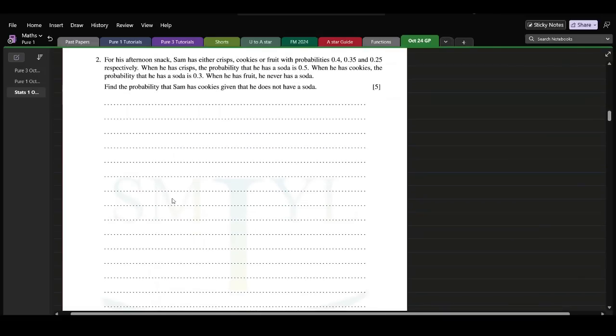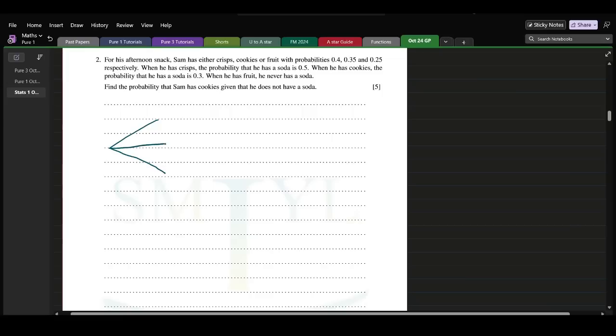Number 2. For his afternoon snack, Sam has either crisps, cookies, or fruit with probabilities 0.4, 0.35, and 0.25 respectively. When he has crisps, the probability that he has a soda is 0.5. When he has cookies, the probability that he has a soda is 0.3. When he has fruit, he never has a soda. Find the probability that Sam has cookies given that he does not have a soda. Alright, so let's start by creating a tree diagram to represent what's going on here.